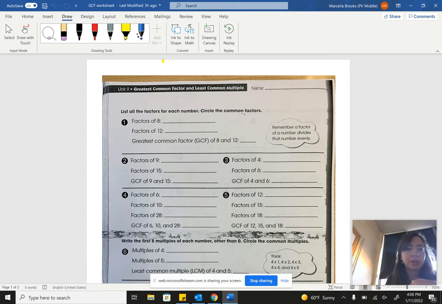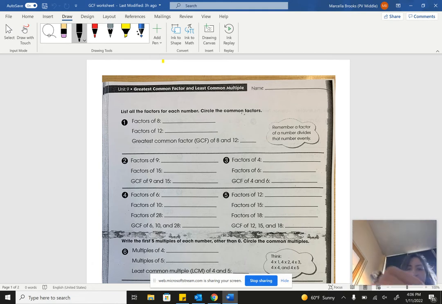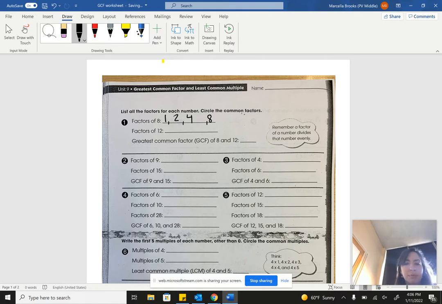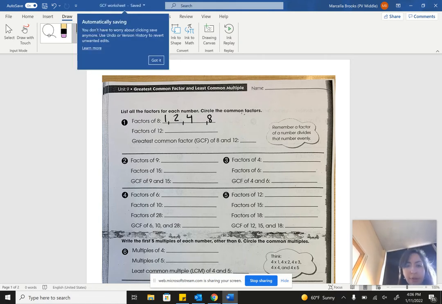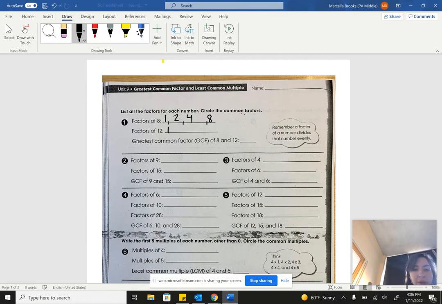As we know, factors are the numbers you multiply together to make a product. So to make 8, I can multiply 1 times 8 and 2 times 4. So those are all the factors of 8. To make 12, I can multiply 1 times 12, 2 times 6, and 3 times 4.